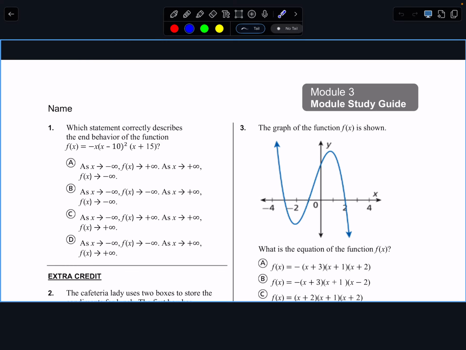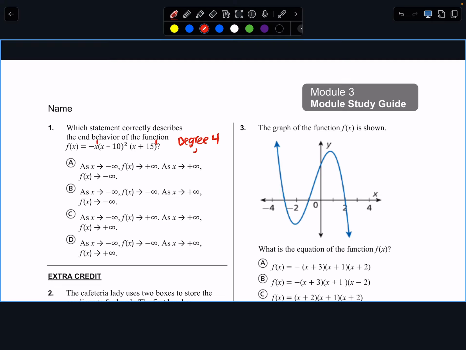Add them up, okay? So any factor that isn't raised to an exponent, what can you assume that exponent is? 1. So that last factor is raised to a 1. And don't forget the little x in the front. So what is the degree of this function? The degree is 4. So now that we know the degree, is this odd or even?